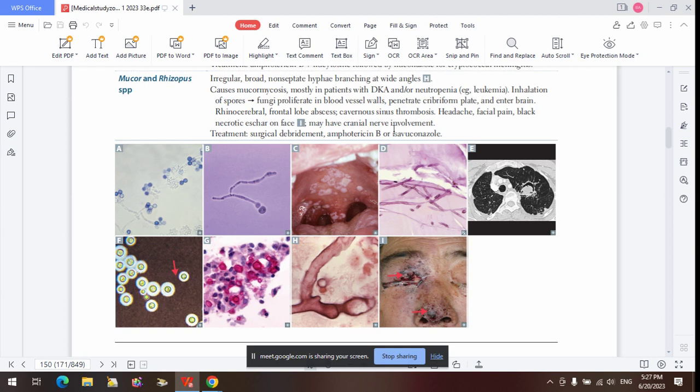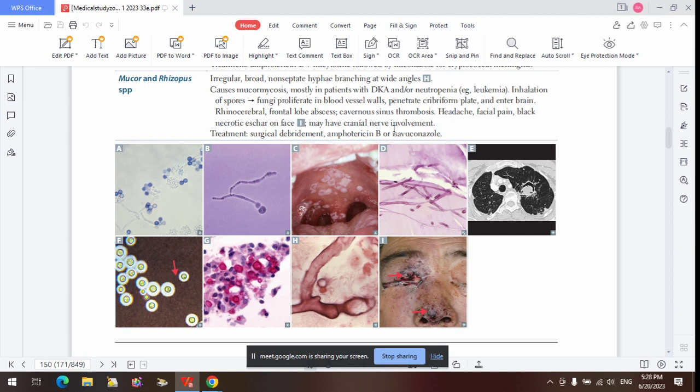So they start from the nasal cavity and sinuses, get to the eye, and have facial pain and black necrotic eschar on the face. From there, they can also spread from the nose to the brain, through the olfactory nerve. They form a frontal lobe abscess, headache begins, and you have full rhinocerebral mucormycosis.